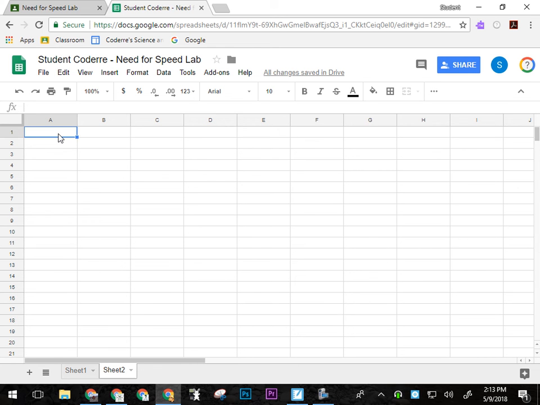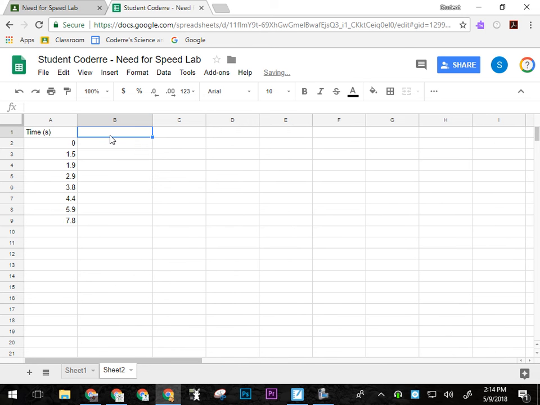I'm going to put in the times for the Corvette because it's next in line. So time in seconds: 0, 1.5, 1.9, 2.9, 3.8, 4.4, 5.9, and 7.8. All right, and I'm just going to write up here that this will be velocity for the Corvette.